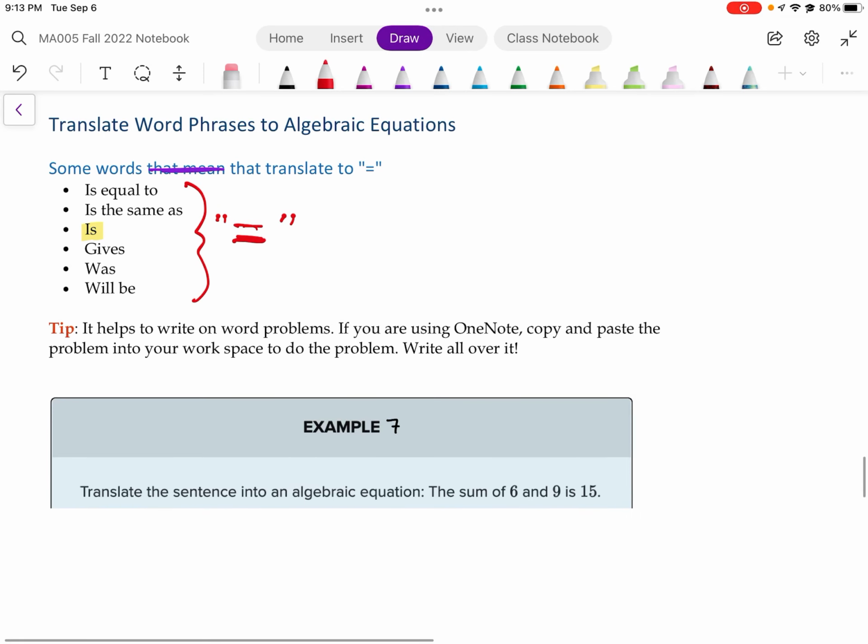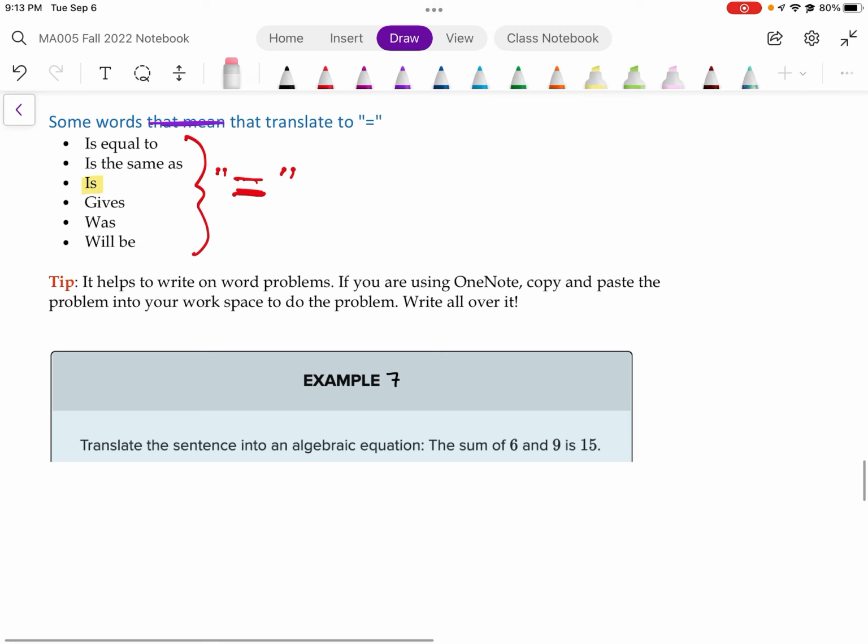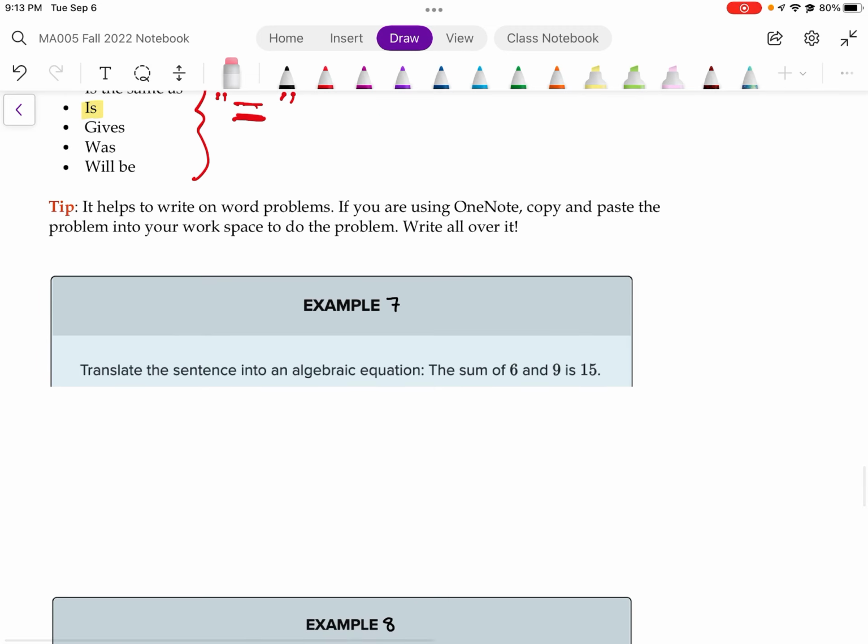All right, so it helps to write on word problems. This is my tip here for these problems. If you're using OneNote, all you have to do is copy the page, trim it, do a screenshot and then paste it into the problem right in OneNote, and it's so easy to do. All of these things right here are screenshots from the book. Then you can write all over it. You can circle and all sorts of things.